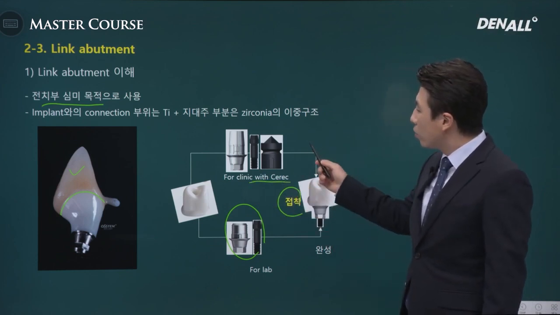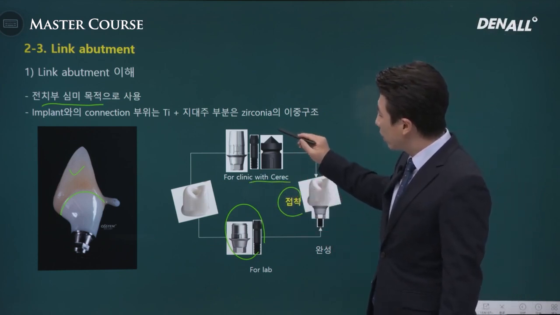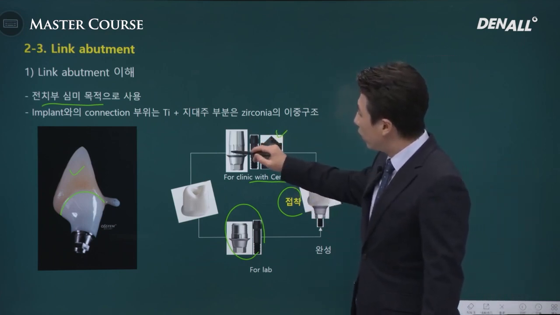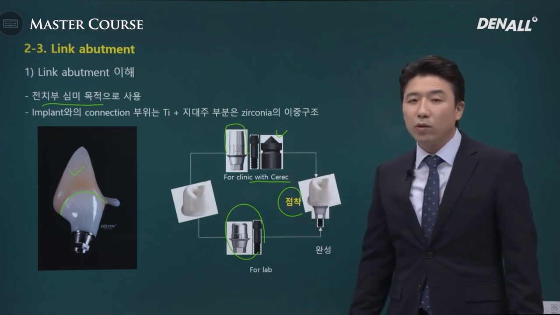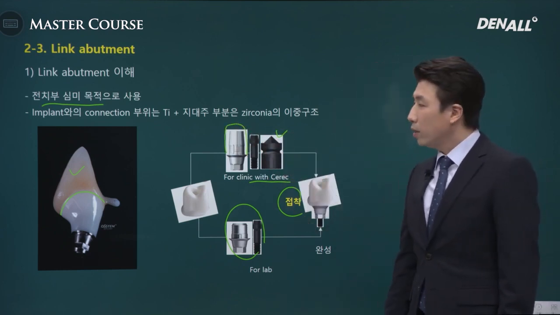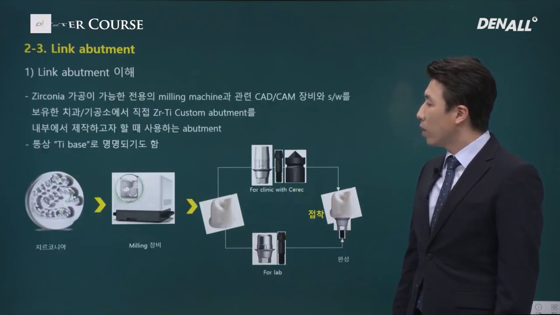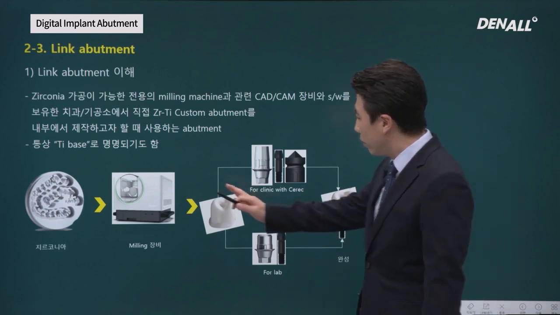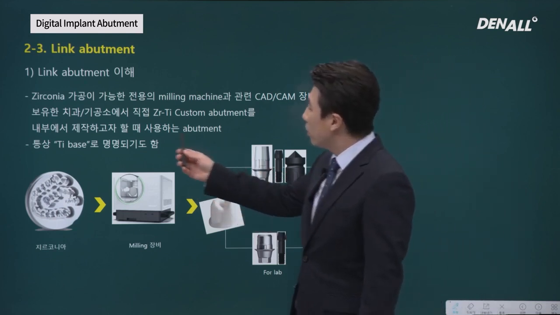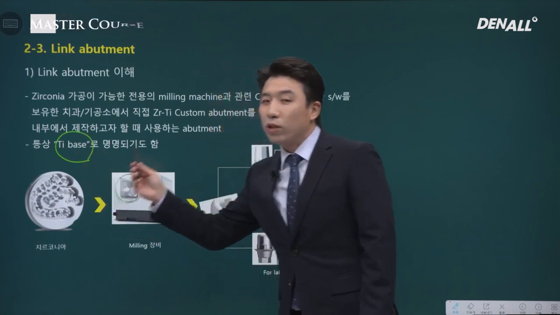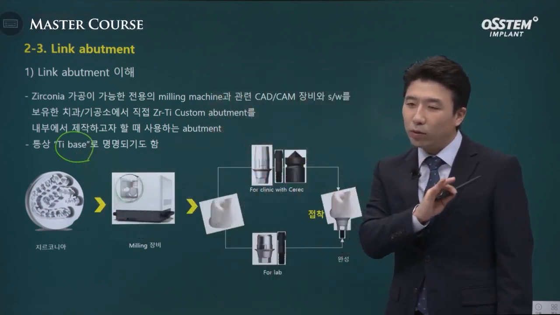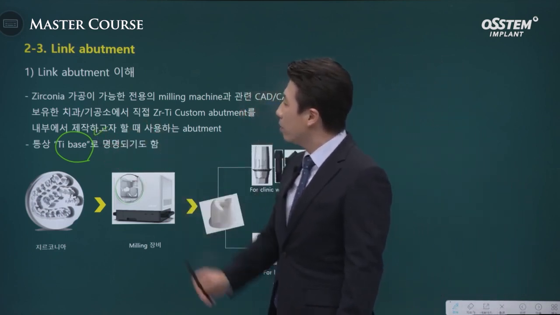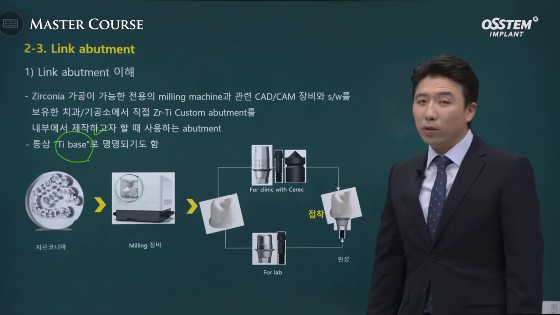If you have a CEREC machine, there's a scan body which is compatible. You can put it on top of the link abutment and utilize it. By using these components, we can do fabrication. This is the overall process once again. Zirconia milling and cementation is done. This is referred to as a tie base as well as a link abutment. If you are aware of these different names, it will be of great help.